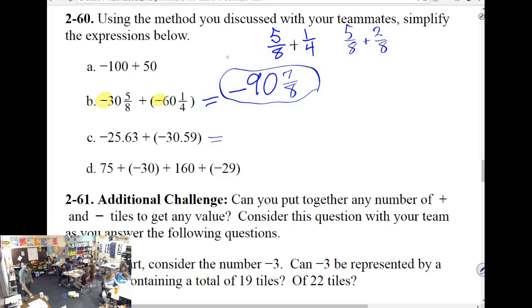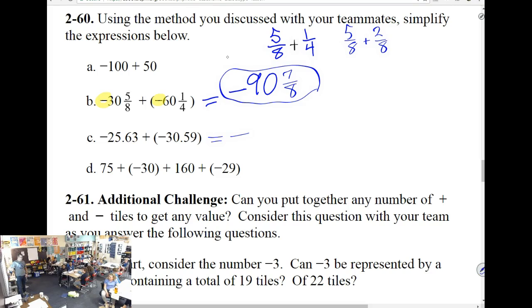And C, Mallory, what's going on there? Do we have a fight, or are we joining forces? We're joining forces, right? So we know the answer is going to be a bigger bad guy. So how can we do this without a calculator? So I added 30 and 59 hundredths and 25 and 63 hundredths.